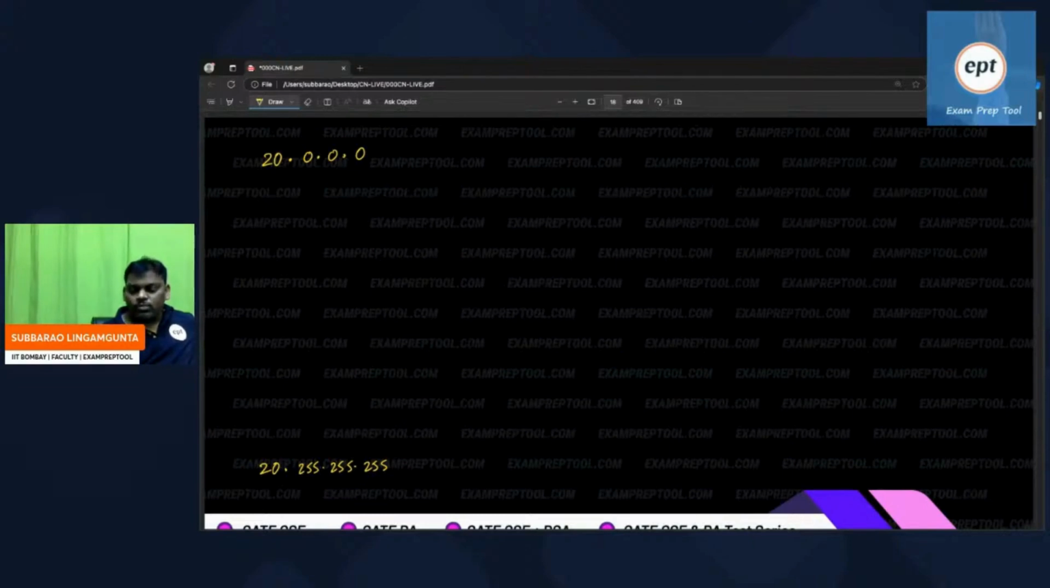The IP addresses whichever I have written, by seeing that you can easily say it is A class. When you say it is A class, network part is how many bits? 8 bits. One is fixed, okay, but the network part is 8 bits.